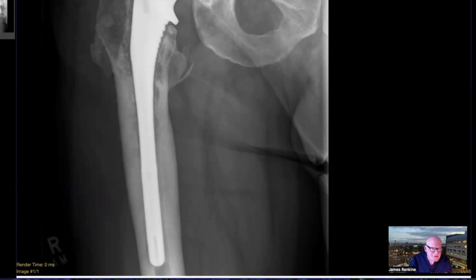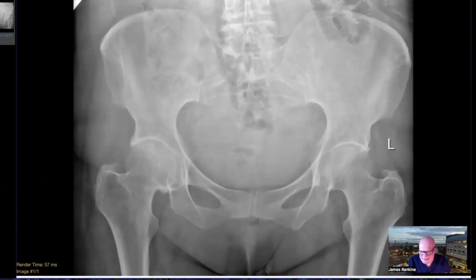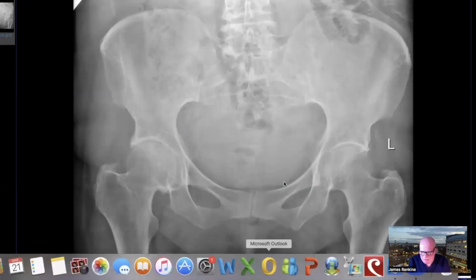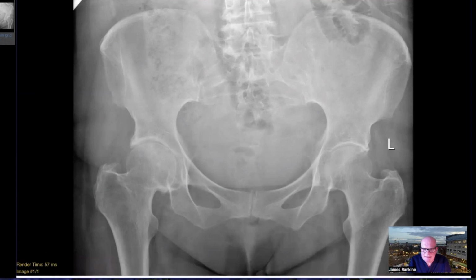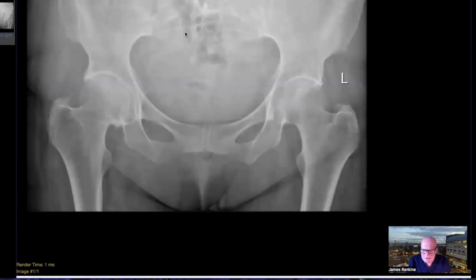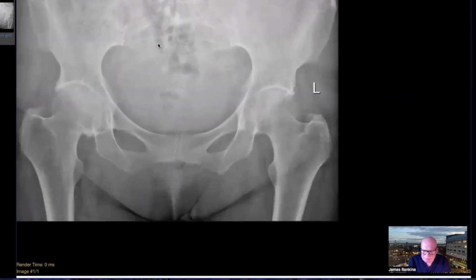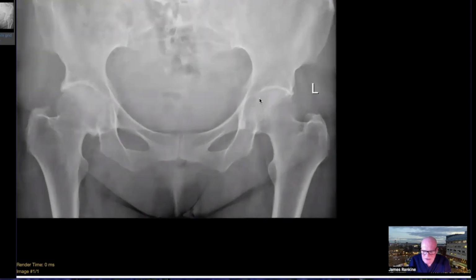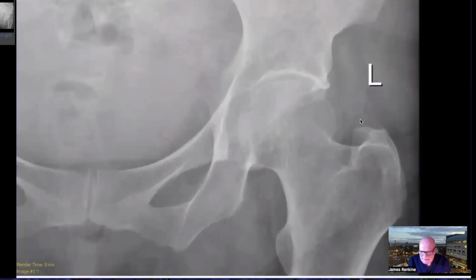So that's case 3. Let's move on to case 4. I didn't give you any clinical details, but I gave you a lateral, which was a lateral of the left hip. So that will indicate to you that the problem was on the left side. And what is there to see here? Well, I think not very much, really. And in terms of any pathology here that you could pick up on the x-ray, I don't think there's anything actually really that I can see here.